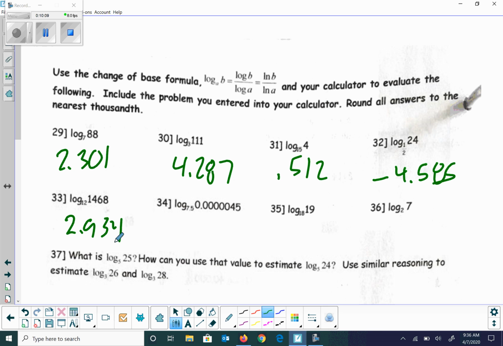2.934. Log 7.5, so 0.12345545. Negative 6.110. One point oh one nine. 2.807.